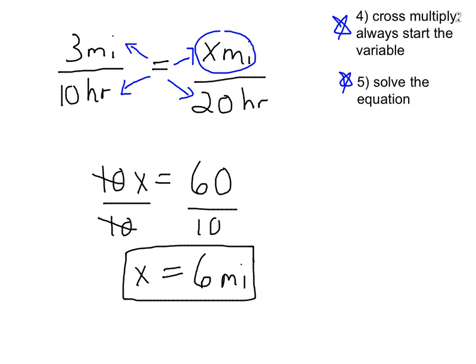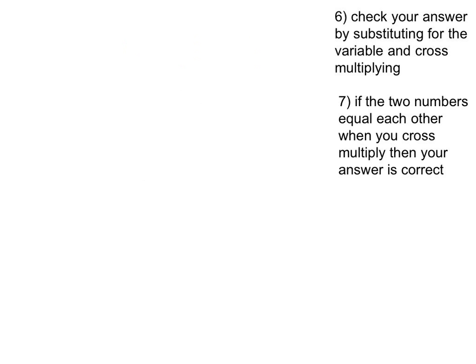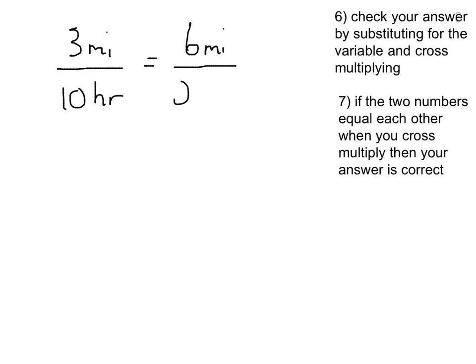But now what we need to do is check our answer to make sure we got it right. Now to check our answer, what we need to do is rewrite our proportion and substitute our answer for x. Now remember, our answer was 6. So let's put that right there. And what we need to do is cross multiply, and if we end up with the same numbers on both sides, we got the right answer.